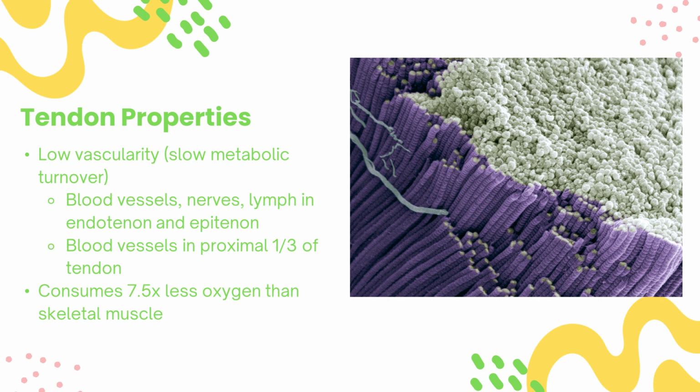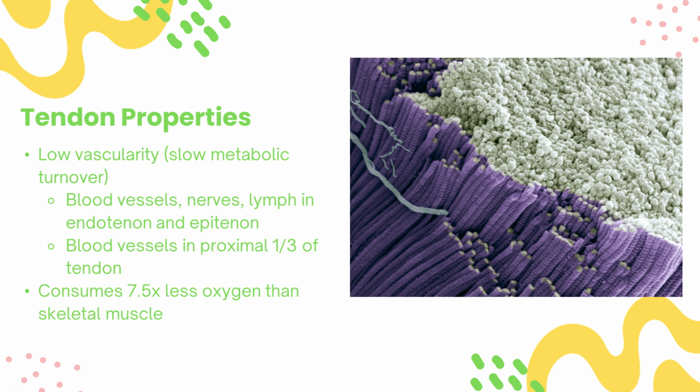So when we're talking about this low vascularity, this low aneural type of tissue, we're talking about slow metabolic turnover and slow healing. All right, so the slow metabolic turnover means that there's not a lot of blood flow coming to the area, meaning there's not a lot of that inflammatory response. So those chemicals can't help to remove those waste products and bring in new healthy tissue as quickly.